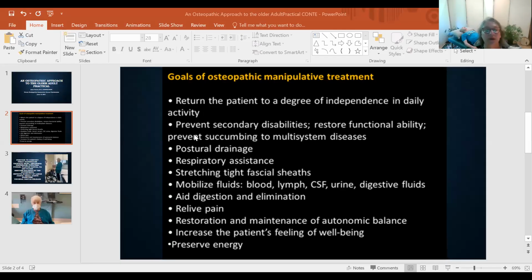I want to share my screen with you for a moment because my patient asked if I could give her exercises. Okay, just a reminder. Our goal is to return our patient to a degree of independence and daily activity, to prevent secondary disabilities, to restore function, to assist the respiratory mechanism, and stretching tight fascial sheaths through slow, gentle range of motion, mobilizing the fluids, aiding digestion and elimination, and hopefully relieving pain.